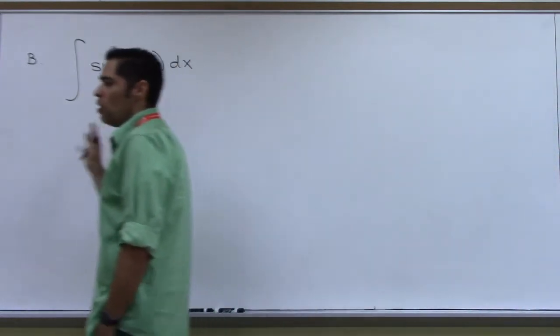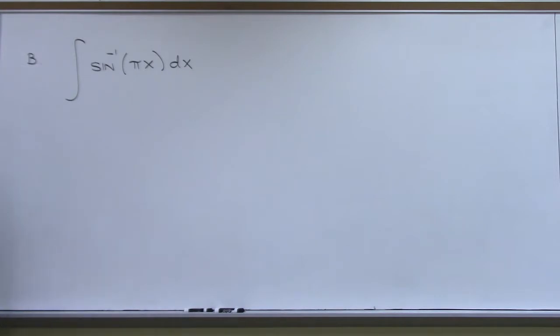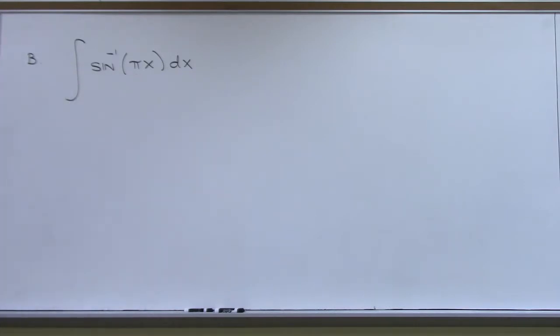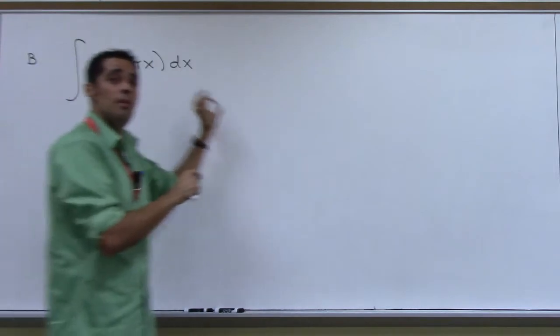But what's wrong with this? Why is this not looking like integration by parts should be used? Anyone want to tell me what? There's no x in front of the arc sine? Okay, there's no x, but in other words, there's only one thing, right? Like in integration by parts, I said there's two things. There's one that's going to be your u and one that's going to be your dv.